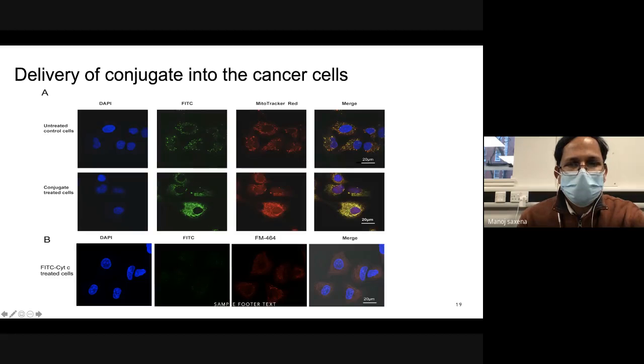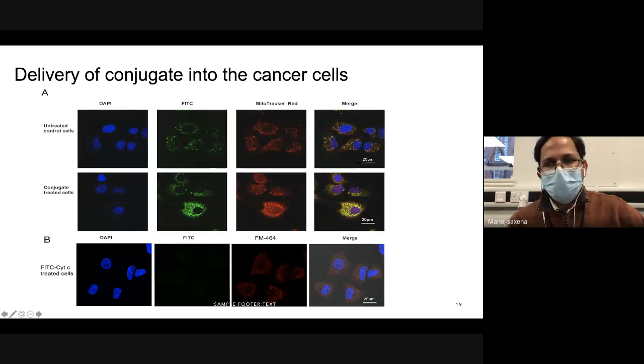Also in here, to show the localization of cytochrome C in the mitochondria or outside the mitochondria, mitochondria is also tracked by a dye called MitoTracker Red. So if you compare the conjugate-treated cells with untreated cells, you can see that when the cells were treated with conjugate, there is a lot more conjugate inside, and in the merge you can see that there is this yellow spreading all around as compared to these punctate features here. So a summary of this is that we were able to successfully deliver this conjugate into the cells.